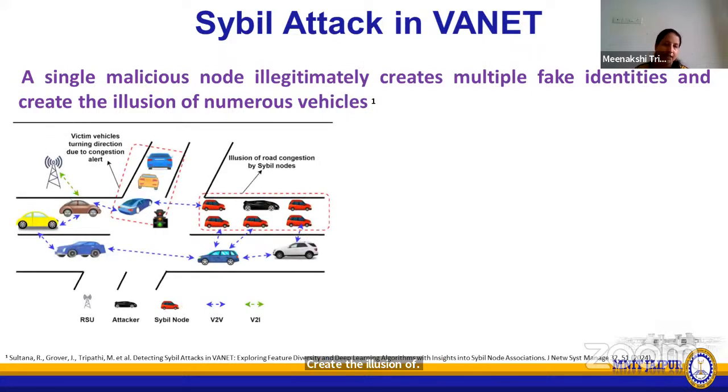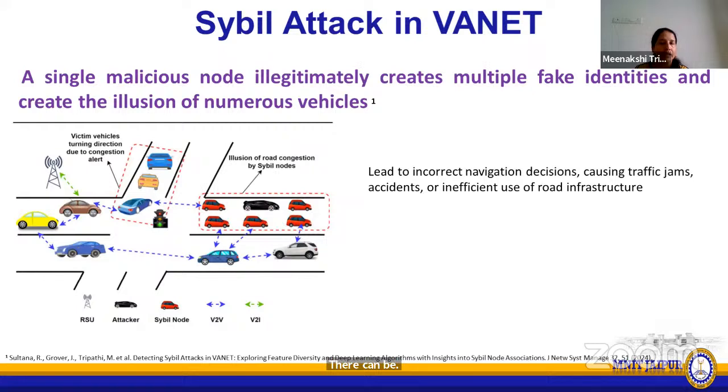So as you can see in this picture, we have this attacker. The physical entity of the attacker is only one, but it has created these many fake identities. So how does it affect the overall system? There can be multiple effects. It can lead to incorrect navigation decisions, causing traffic jams, accidents, or inefficient use of road infrastructure. As you can see in this figure itself, the victim vehicles are turning directions due to the congestion alert, although no actual congestion exists over here, only the fake identities have been created.